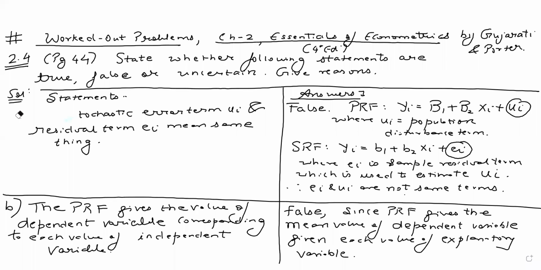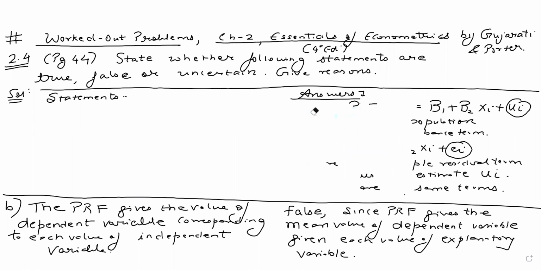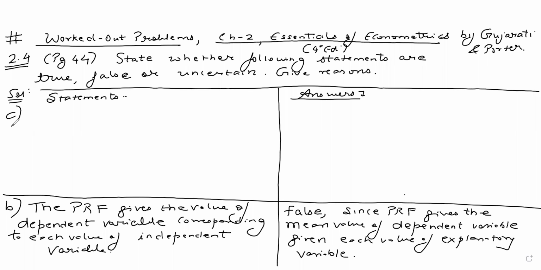Let's look at the third statement. So I erase statement A and I erase the solution also for A, and let's quickly look at statement C. So statement C is as follows. A linear regression model means a model linear in variables.